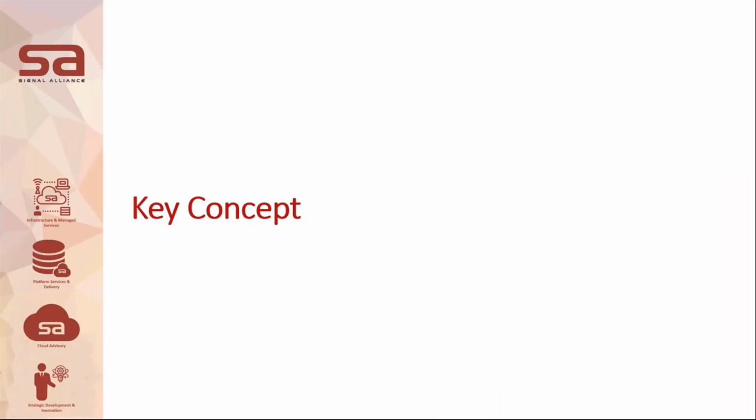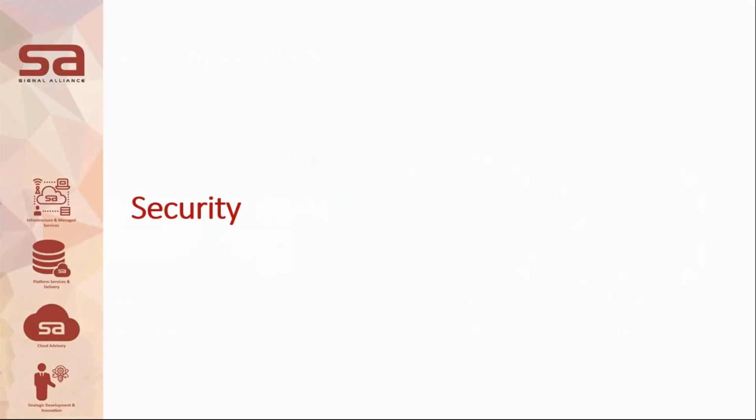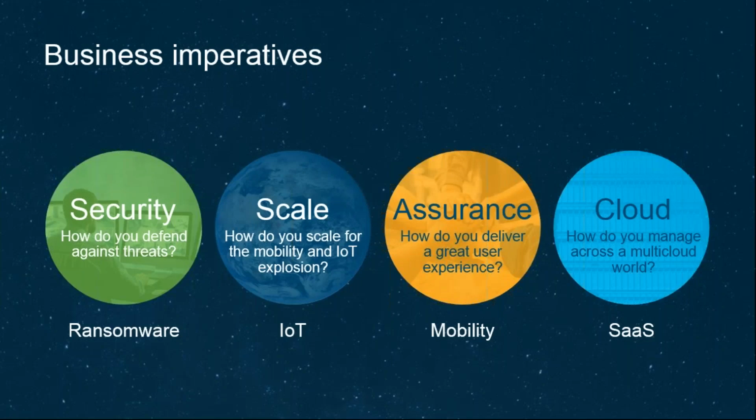Now let's talk about the key concept. Now the business imperative is across 4 areas. The first one is security, scale, assurance, and cloud. And then let me now talk about how intent-based networking can help your business across these 4 pillars.